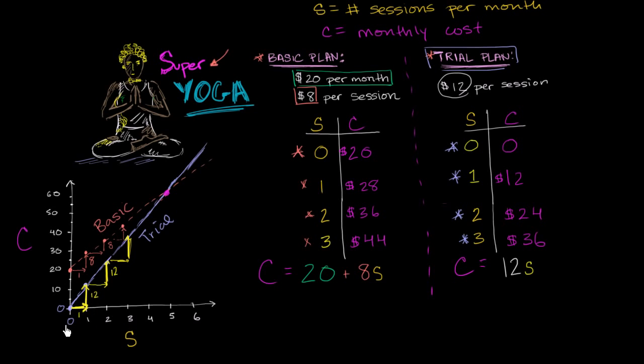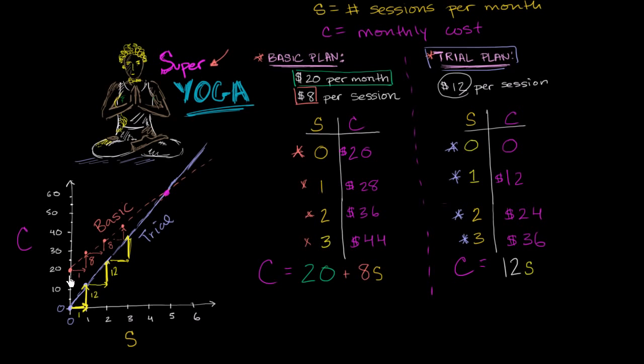The trial plan, we don't pay anything up front, and then every time we add a session, so every time we move to the right by one session, we add $12 to our cost. We move up by 12. Add another session, move up by 12. Add another session, you move up by 12.